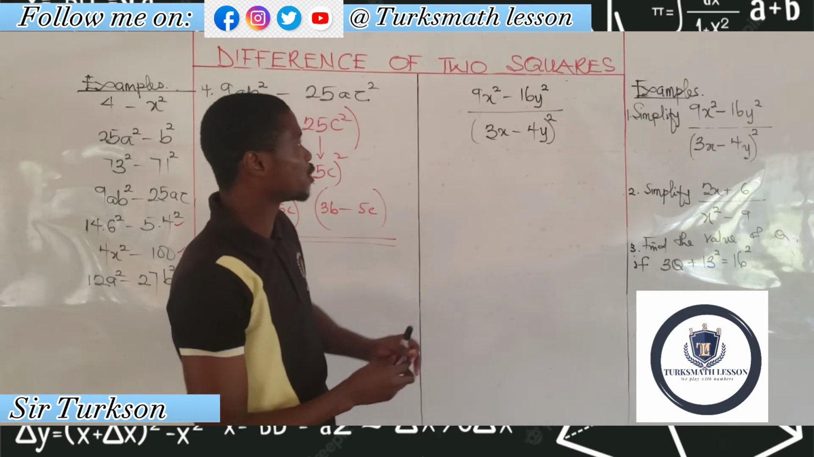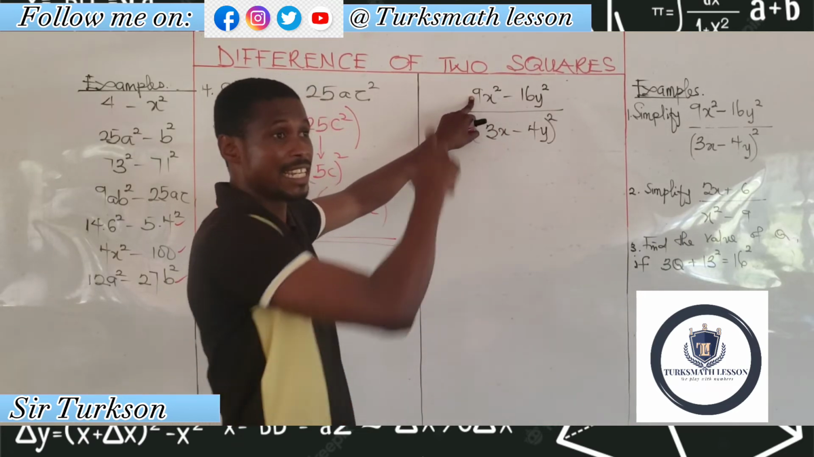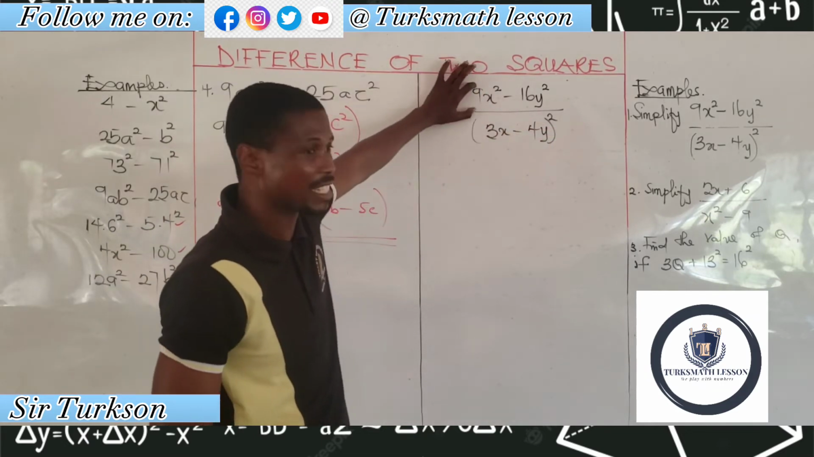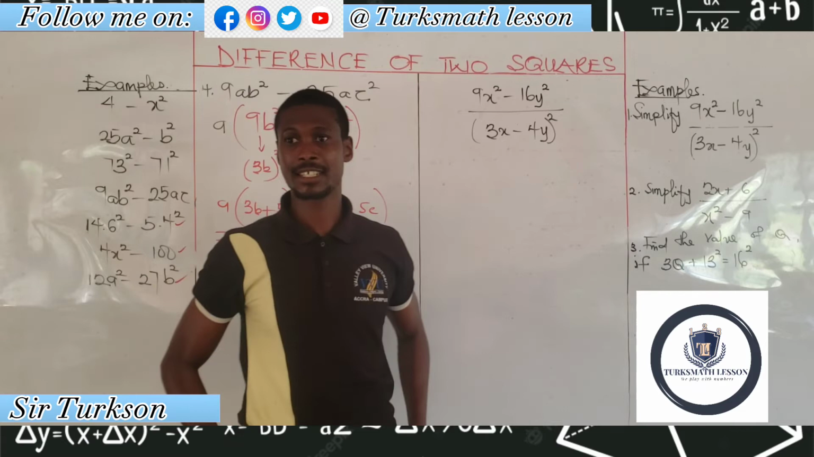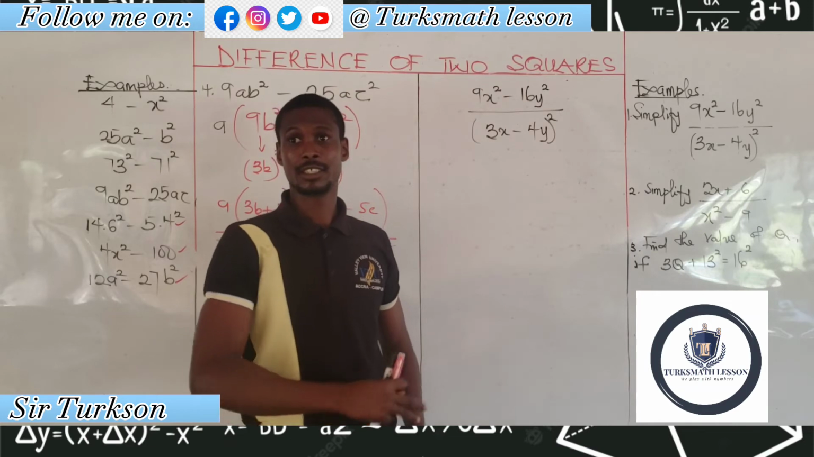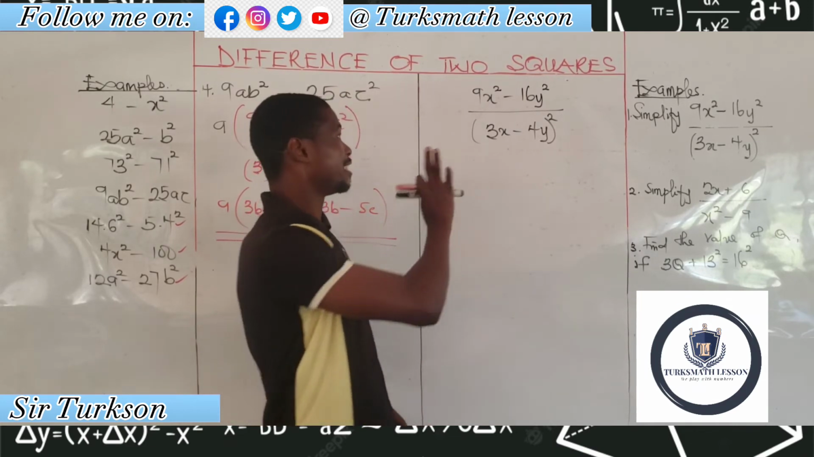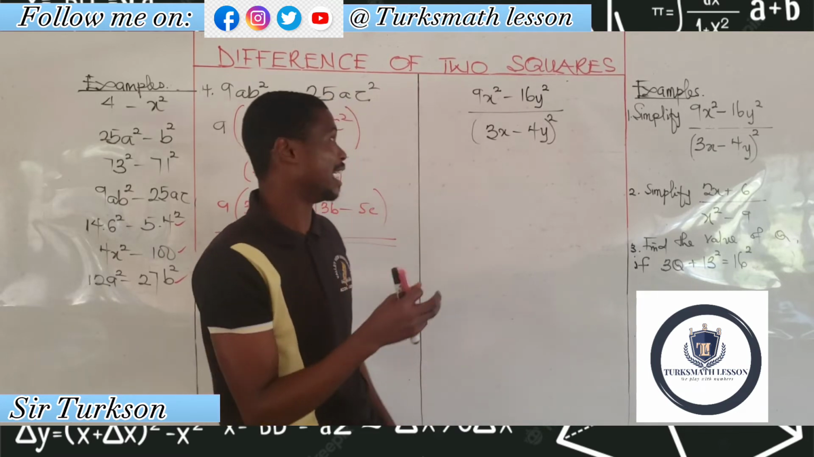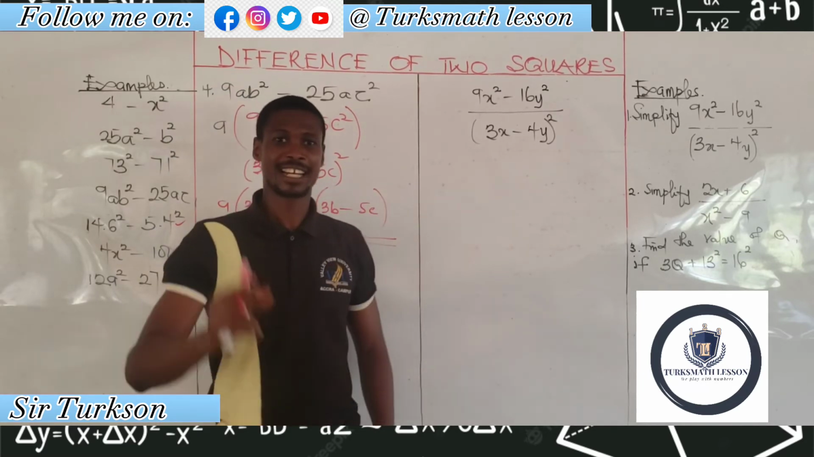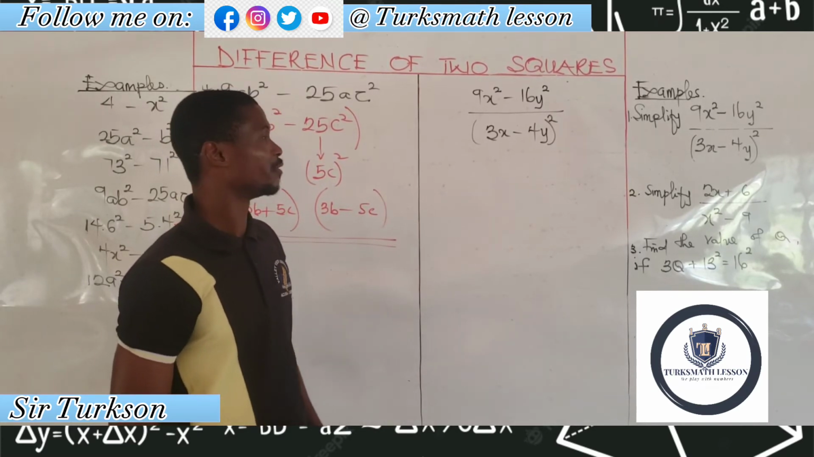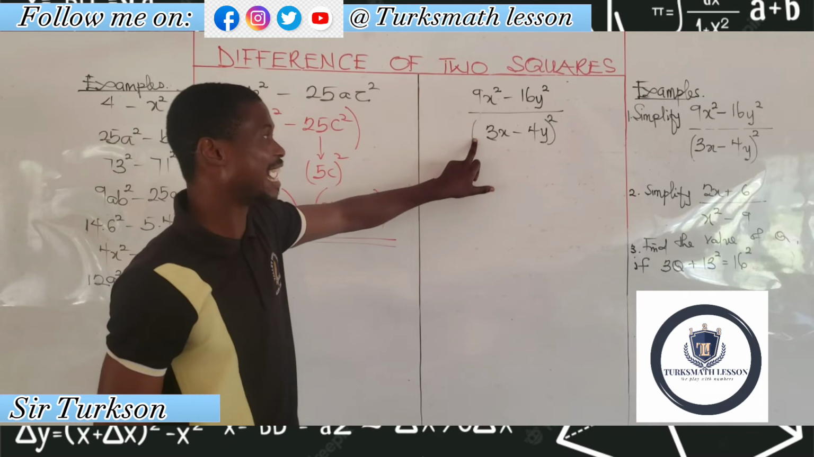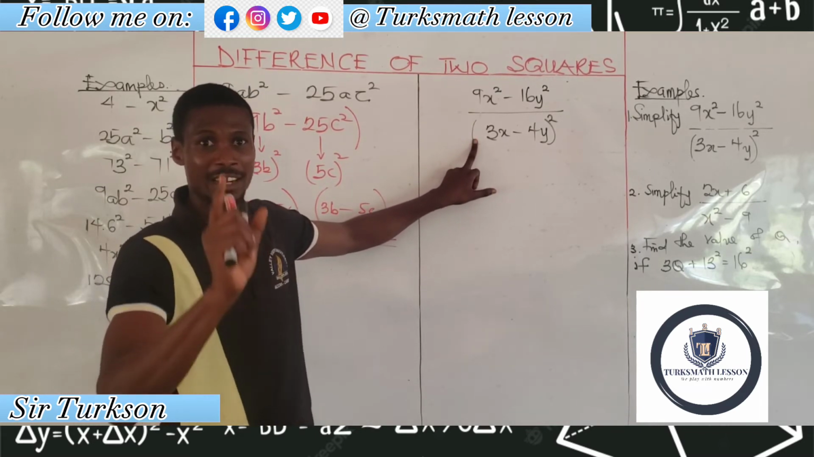Now, what is the difference between this expression and this expression here? Yes, I want someone to tell me the difference. Yeah, try. The top one is difference of 2 squares. Very good. And then that one is what? Perfect square. Clap for him. So the top one is difference of 2 squares, and the down one is a perfect square.